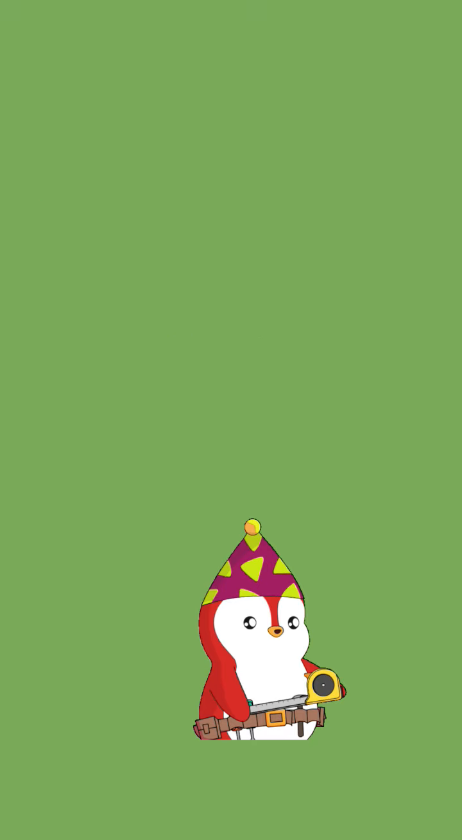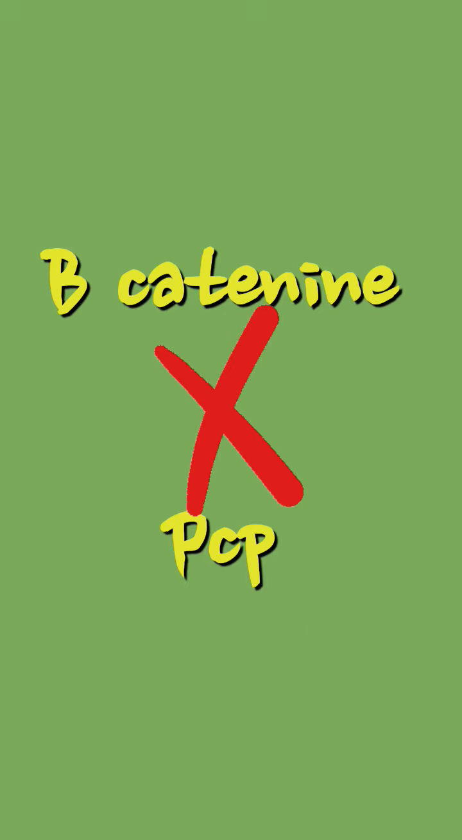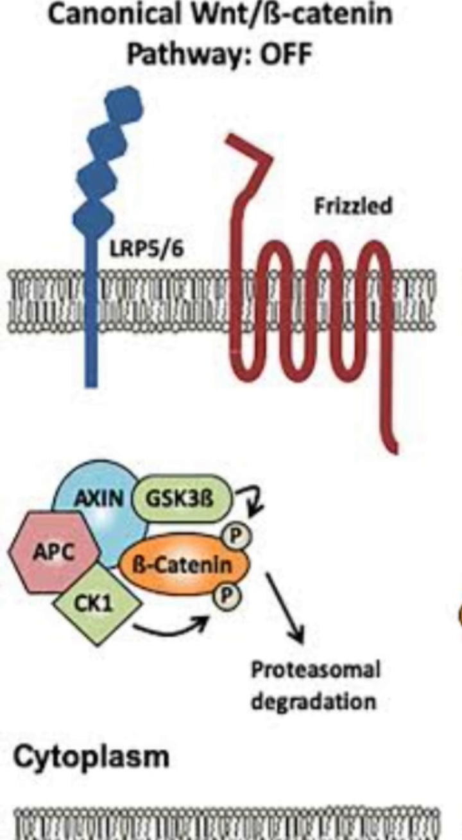Then the difference between the PCP and canonical WNT pathway. The beta-catenin is not involved in the PCP whereas it is involved in the canonical WNT pathway. It stabilizes and enters the nucleus. The main effectors of beta-catenin are TCF and LEF. The outcome is gene transcription and the biological role is cell proliferation and differentiation.